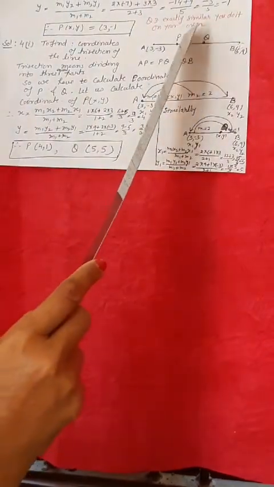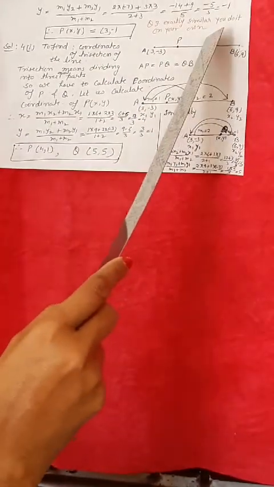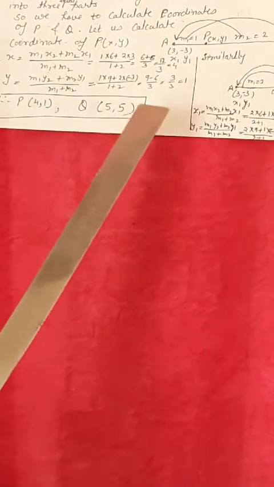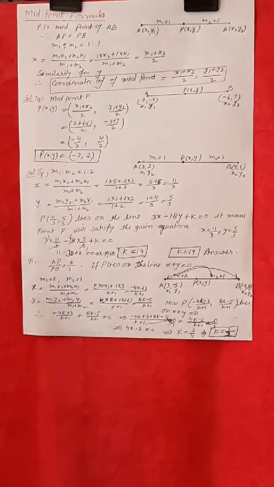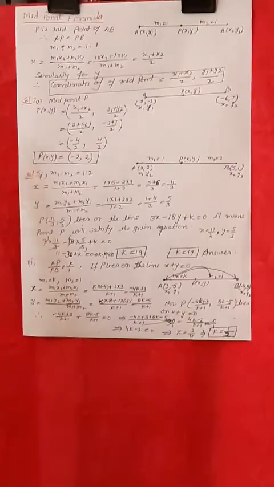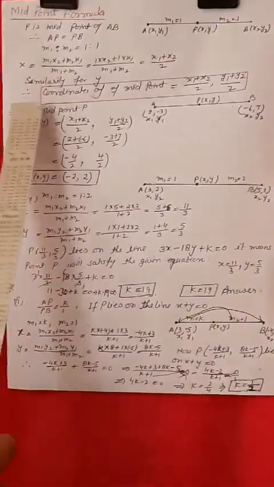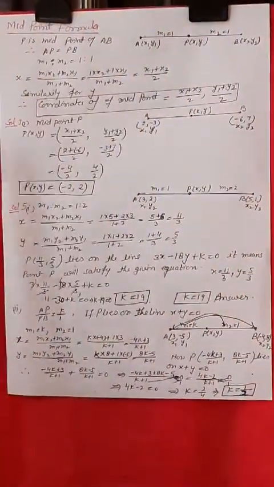What was the question? Find the coordinates of the trisection of the line. The coordinates of the points which trisect, that is, the coordinates of P and the coordinates of Q. So the coordinate of P we have calculated is (4, 1) and the coordinate of Q is (5, 5). Now I am going to take another concept, but this concept is also based on the section formula.